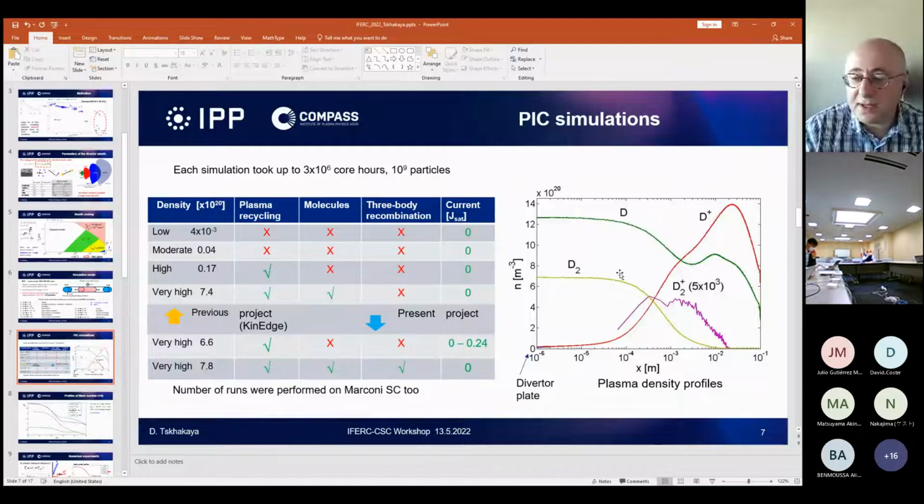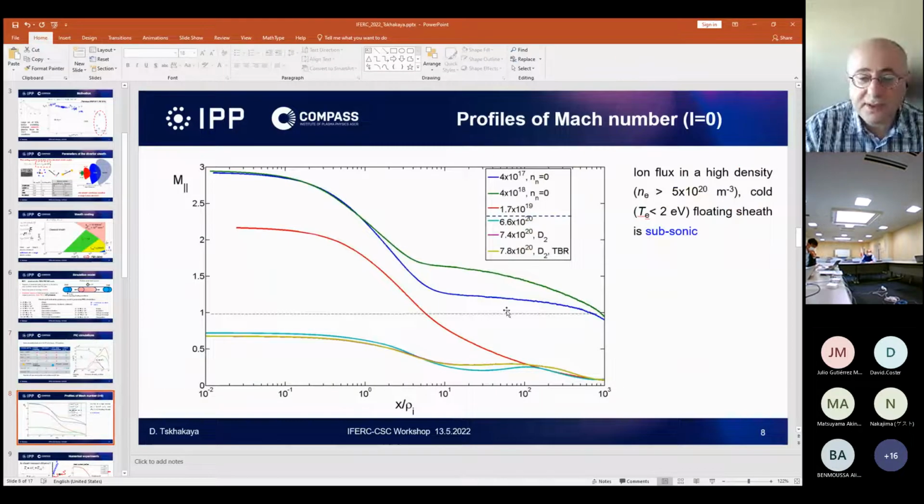And this is one of the examples of simulation. Here is the density of different particle species, neutrals as well as the ions. And this is the divertor plate. So up to here, the main job was done. And we are quite happy because we really saw what we expected, which is given here: if you have low densities, your profile of the Mach number shows that really Mach number equal 1 is satisfied, in a low density plasma.